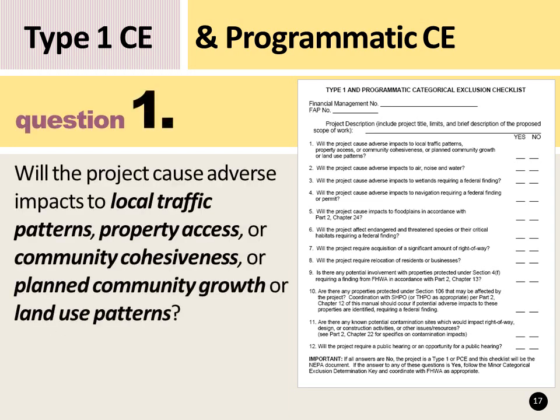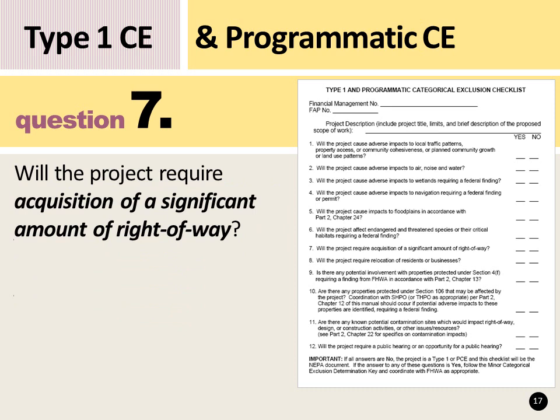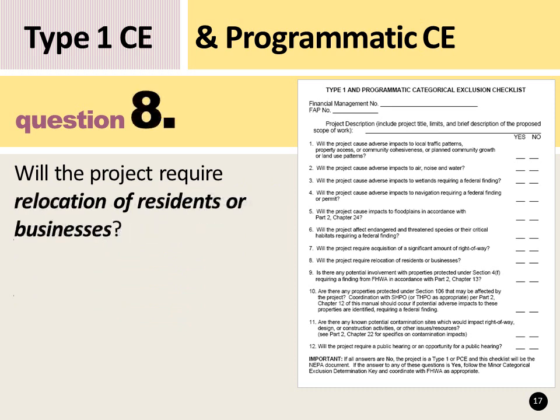Question 1, will the project cause adverse impacts to local traffic patterns, property access, community cohesiveness, or planned community growth or land use patterns? Question 7, are there significant amounts of right-of-way being acquired? And question 8, will the project require relocation of residents or businesses? The SCE evaluation results are indicated by checking yes or no for these questions on the checklist. Substantiating data for the responses is included in the project file.